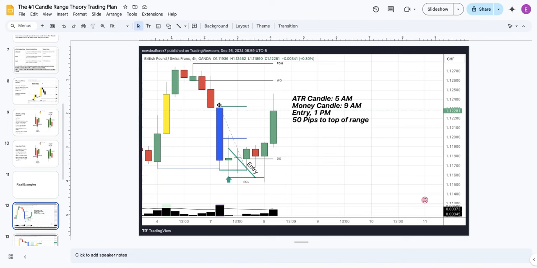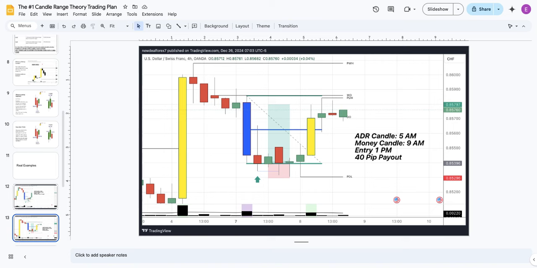But again, it all starts with step number 1, which is to identify your ATR range. That's what this blue candle means here. Blue means long, but you can change it to any color you want once you put the indicator on your TradingView chart. Next chart, we have a blue candle, which means we're looking to go long.